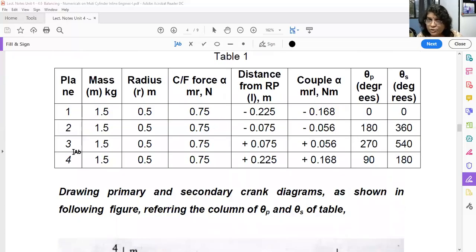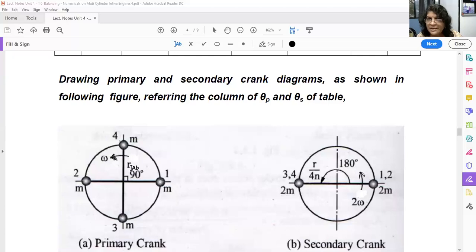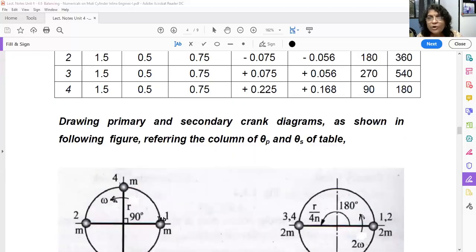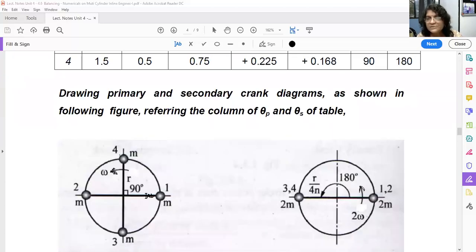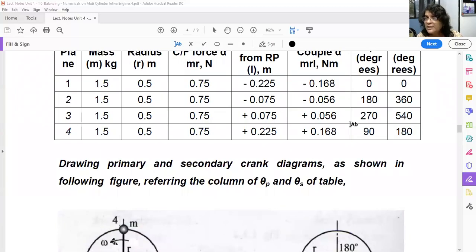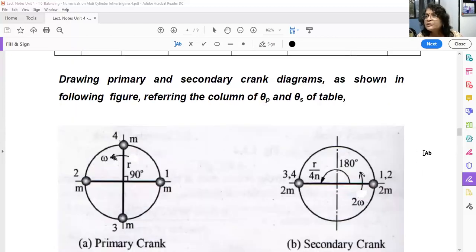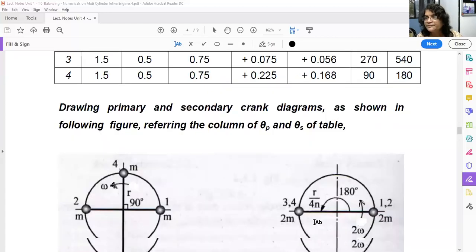Okay, so actually see, don't confuse between this one. The angle between each two crank is 90 degree. But you have to measure all the angles and show here from first crank. Those are the angles given here, right? From here 0 to 180, 0 to 270, 0 to 90 degree. Okay, understood this diagram? Now you have to draw secondary crank diagram, this one.